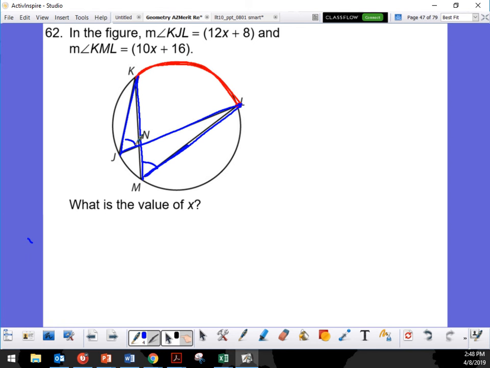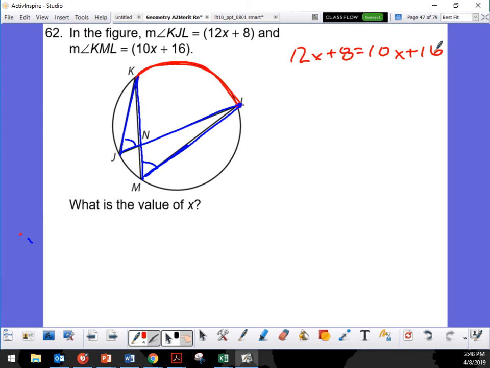Alright? Since these two right here have the same endpoints, they are congruent, so that means J and M. The measure of angle KJL is this, and KML is this. I know that those two values are going to be equal, right? So now, how do I solve for them? 12x plus 8 equals 10x. X equals 4.